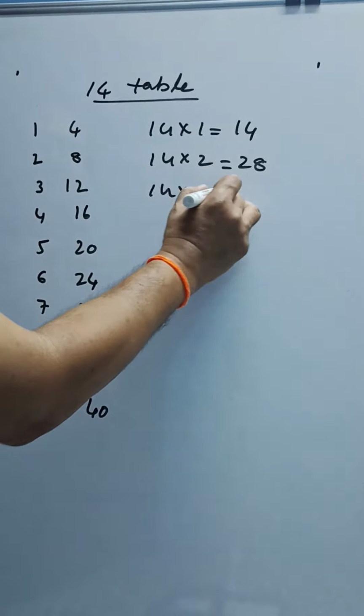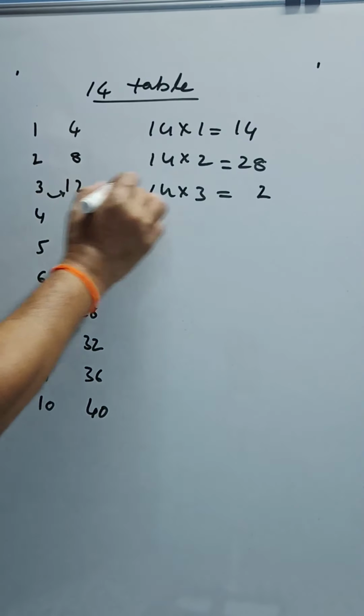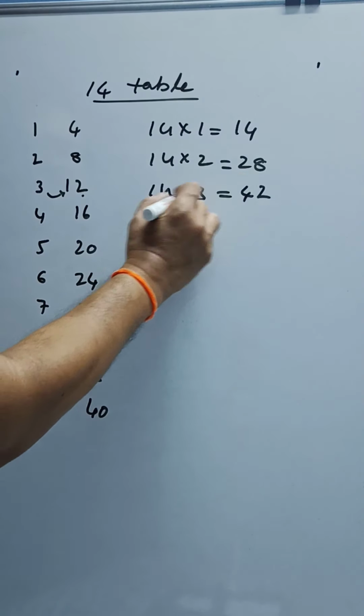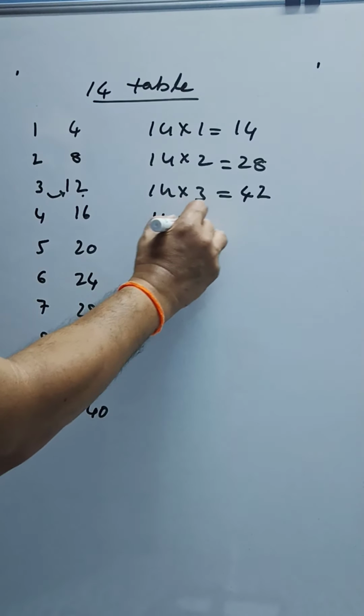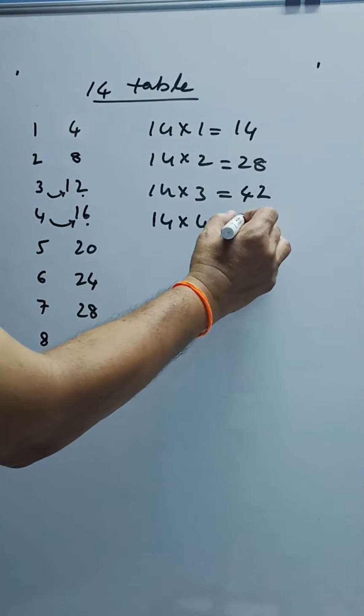14 threes are 2 in the ones place and 3 plus 1 is equal to 4. 14 threes are 42. And 14 fours are 6 in the ones place. 4 plus 1 is equal to 5.